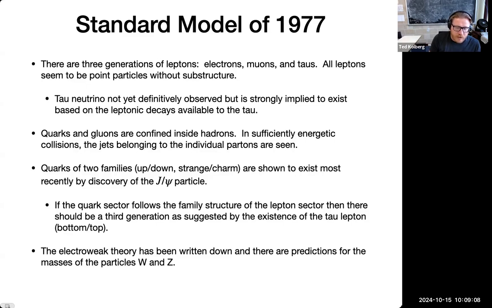If the quark sector follows the family structure of the lepton sector, then there should probably be a 3rd generation of quarks, as suggested by the existence of the tau lepton. People already give these the name bottom and top, and you'll see in searches from the 1970s, people already starting to search for bottom and top quarks. People have no idea at this time that the top is so heavy. They think it's probably about the mass of the bottom. It will be a surprise how long it takes to actually discover the top quark, but we'll see the bottom quark discovered relatively soon.